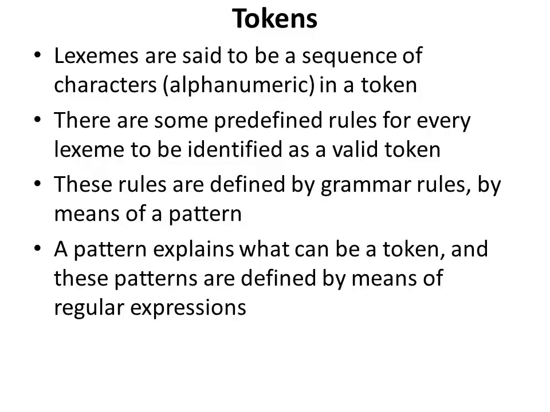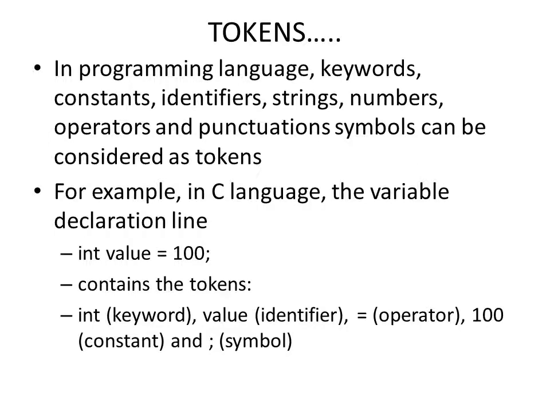Regular expressions are in mathematical form. Again, in a programming language, keywords, constants, identifiers, strings, numbers, operators, and punctuation symbols can be considered as tokens. So these are the examples of tokens in a programming language.